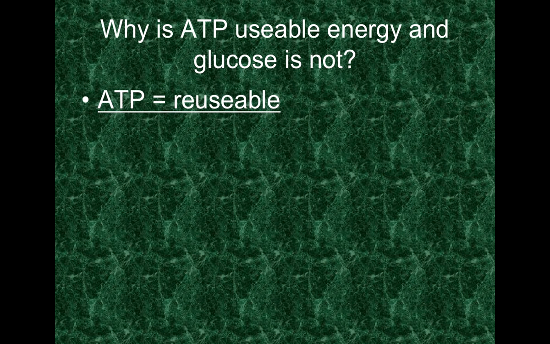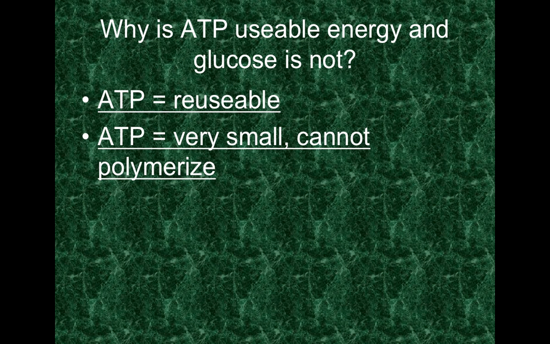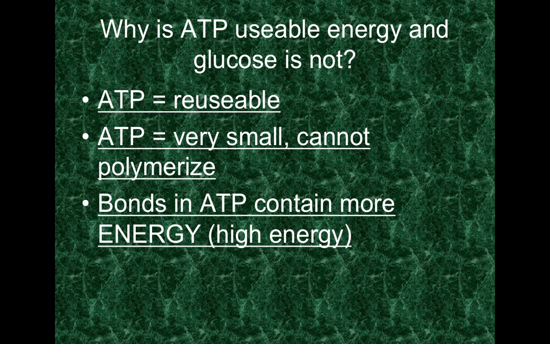Number one, ATP is reusable, so we can use it over and over and over again, whereas glucose, it's not that easy. We can't make glucose ourselves as humans because we don't undergo photosynthesis, but both plants and animals actually use ATP. ATP is also very small. It cannot what we call polymerize. In other words, it can't form really, really big molecules, and so it can be inside of every cell. Sugar can. Glucose can actually form a big long chain if you stick a bunch of glucoses together and make starch. And the last reason is the bonds in ATP actually contain more energy. They're what we call high energy bonds.